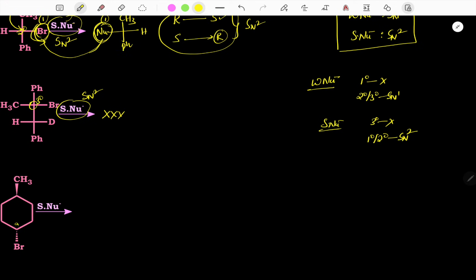Next one, secondary halide, strong nucleophile, Sn2 possible. Therefore the nucleophile attacks from above the plane and the leaving group leaves from below the plane. Finally we got the answer like this.